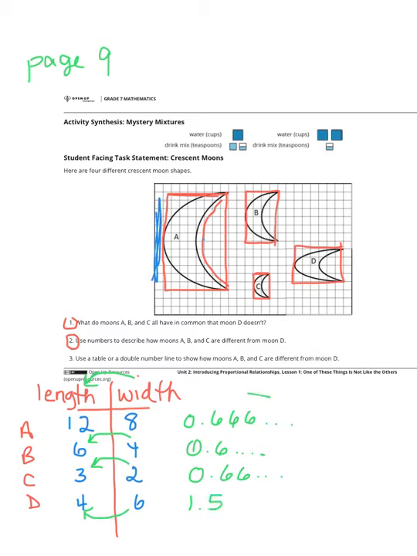And that's what we're looking at in this unit, is those ideas of what happens when the ratio is the same and what happens when the ratio is different.